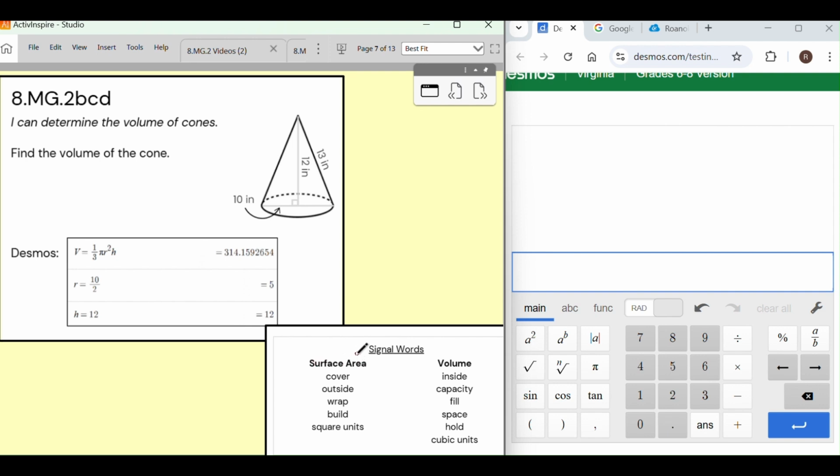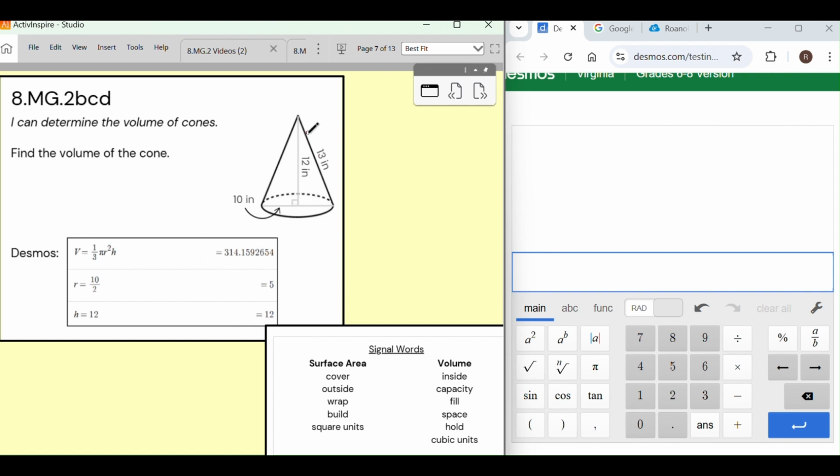Surface area, it's the same as with any other shape or any other figure. Surface area signal words are cover, outside, wrap, or build, and square units, of course. Volume signal words are inside, capacity, fill, space, hold, or cubic units.